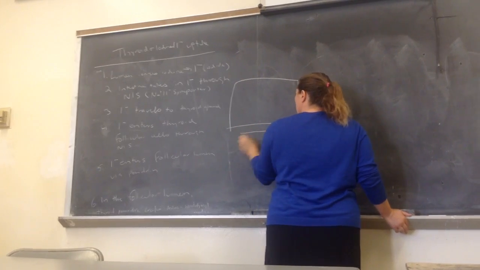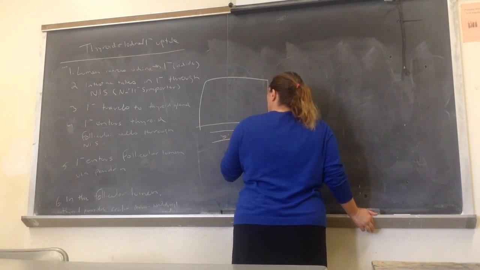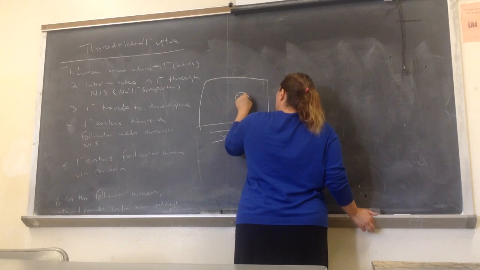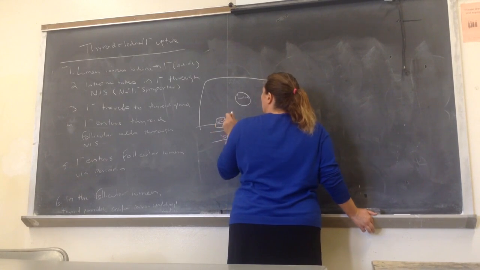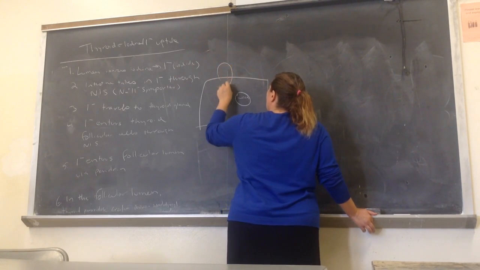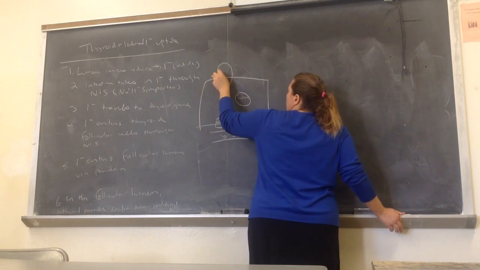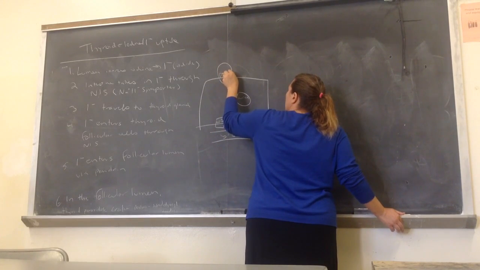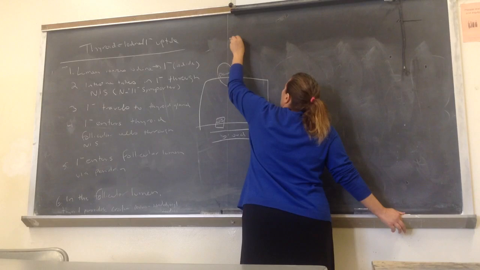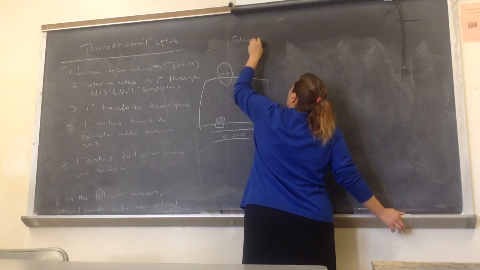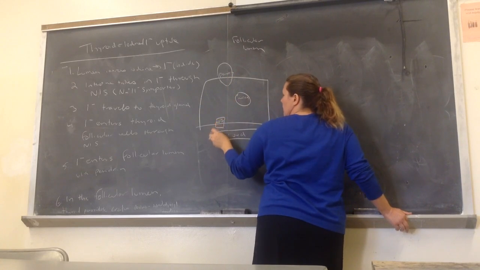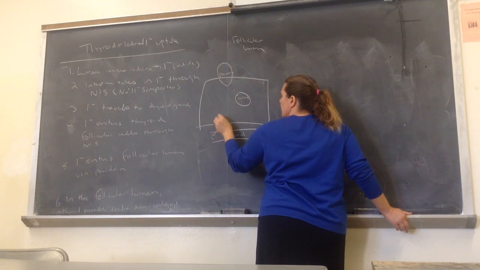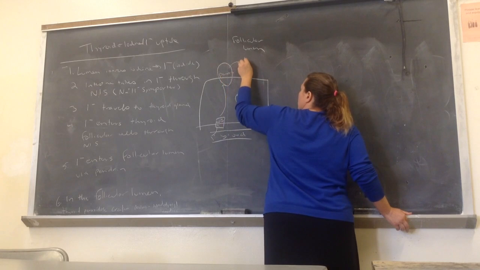So here's blood. Nucleus. Okay, on this side, we have the NIS. Okay, on this side, we have pendrin. So the iodide goes in here, and then goes through here, and then comes out here.